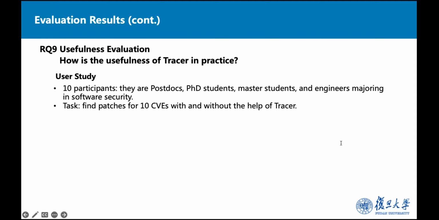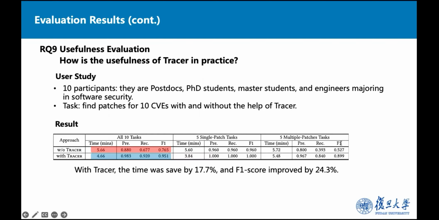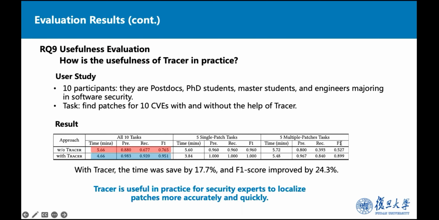They are required to find patches for 10 CVEs with and without the help of Tracer. The results show that with Tracer, the time was saved by 70% and F-score improved by 24%. And this indicates Tracer is useful in practice for security experts to localize patches more accurately and quickly.